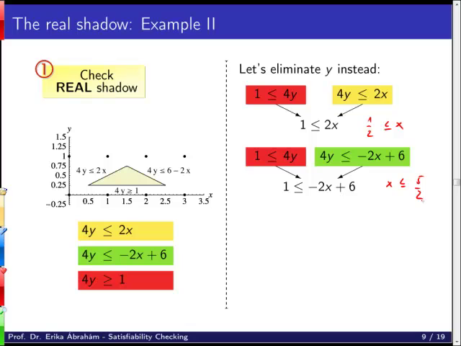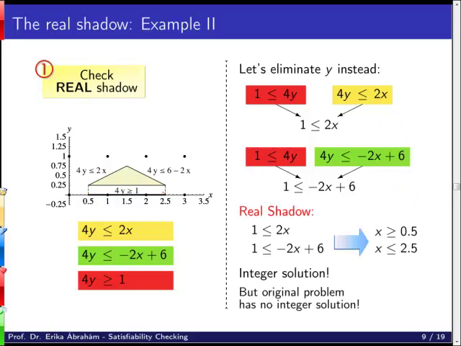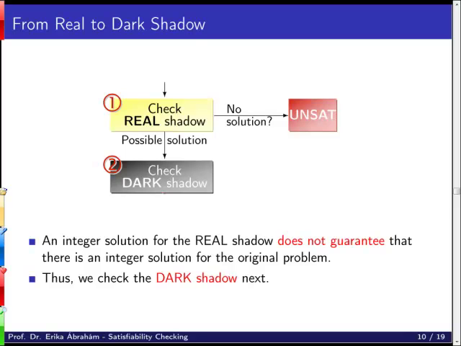And this is exactly 2.5 and 1.5, so I get this bound. And there are integer solutions in it, so I do not know if the problem is solvable in the integers or not. I only know that it is solvable in the reals. So in the second case, I must continue. I know that there are real solutions, but I must still check if there are integer solutions. So this first check can give us only unsatisfiability answers.